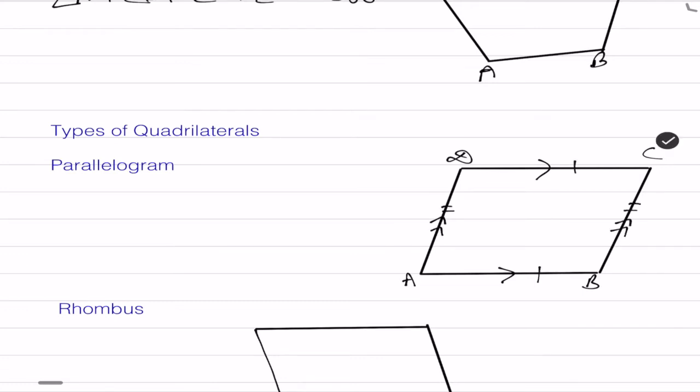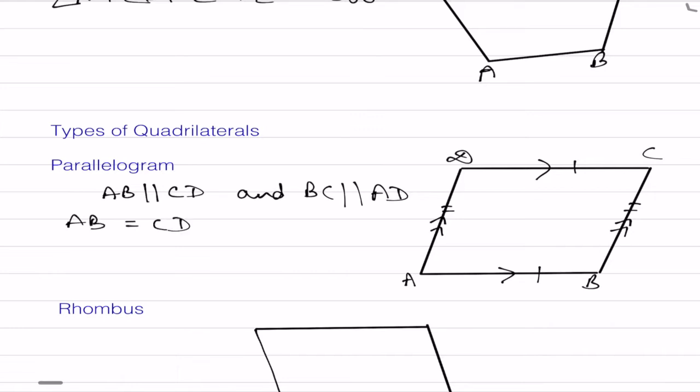So what are the other properties of a parallelogram? That also I will explain. First thing, AB is parallel to CD and BC is parallel to AD. Second thing, the opposite sides of the parallelogram are equal. So AB is equal to CD and AD is equal to BC.